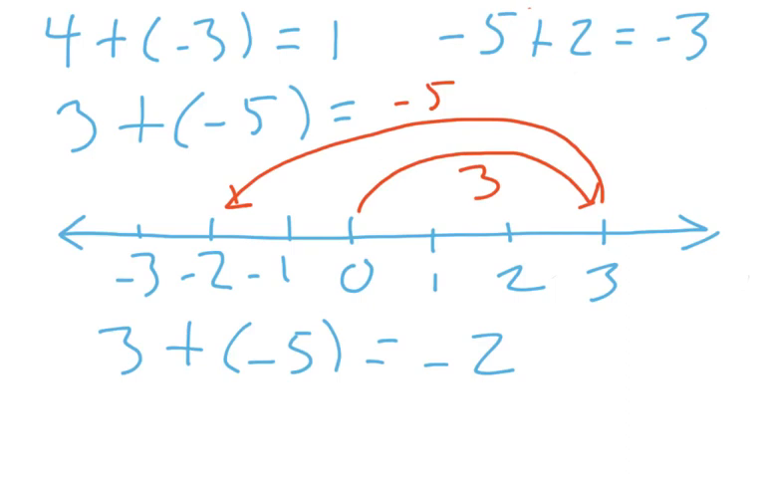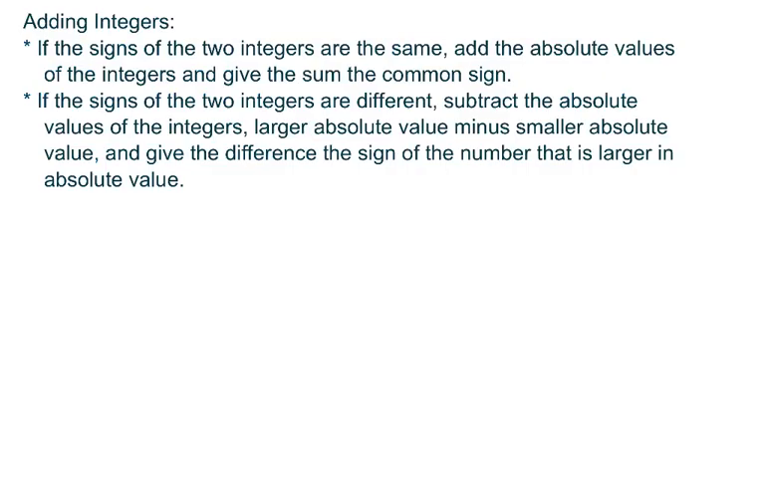Now, drawing the number lines is wonderful, and it's a great way to illustrate the properties of addition. Once we get comfortable with that, we can settle in on some definite rules. And here's, I think, a good conclusion to what we've seen. Adding integers. If the signs of the 2 integers are the same, add the absolute values of the integers and give the sum the common sign.